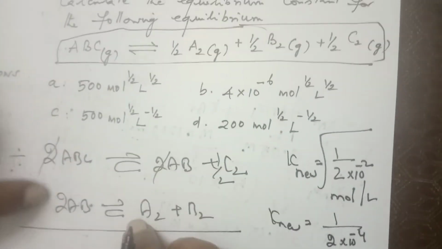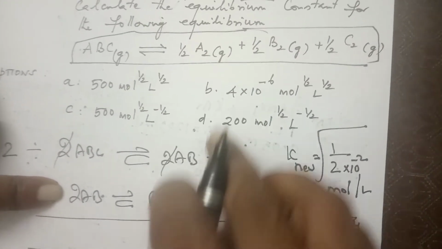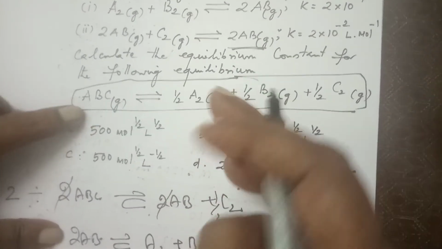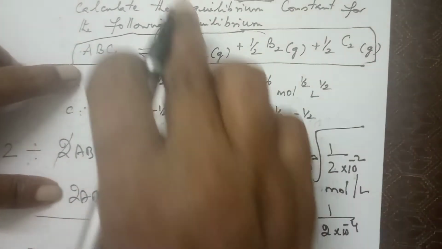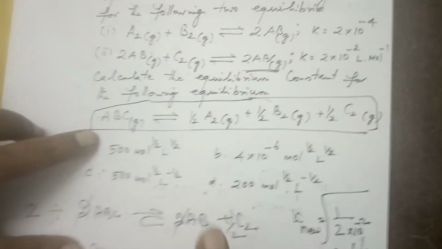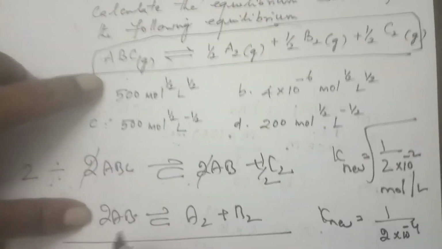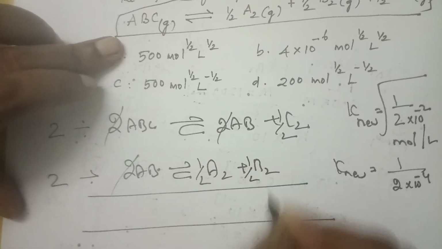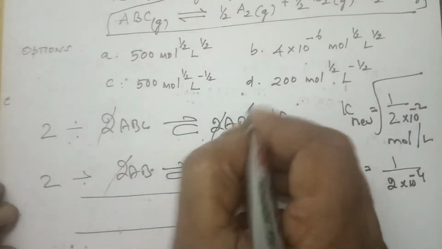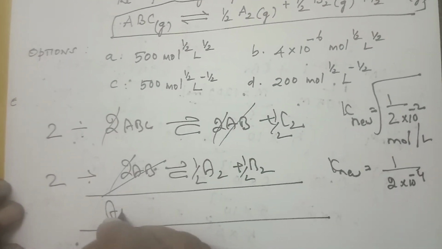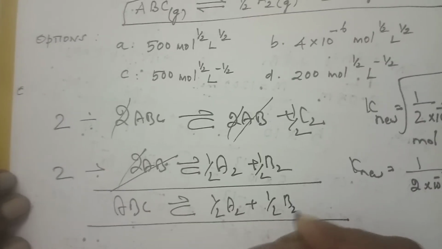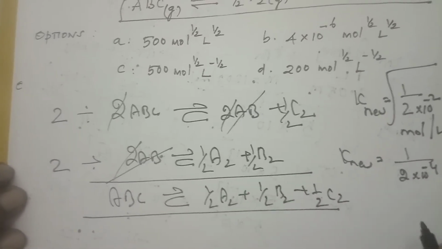Now let us go to the second equation. Here it is A2, B2. What we want is half. So for this also, you have to divide by 2, and you will get this. So I am dividing this equation, and this equation, by 2. So this gets cancelled; this is 1 by 2, this is 1 by 2. Now you add them. AB and AB get cancelled. This is ABC, which gives half A2 plus half B2 plus C2. The final equation is ready.